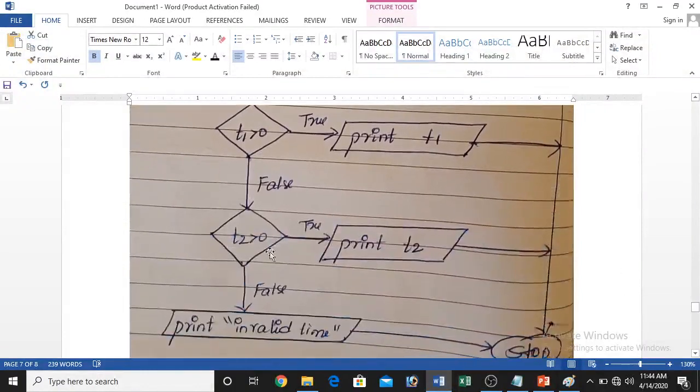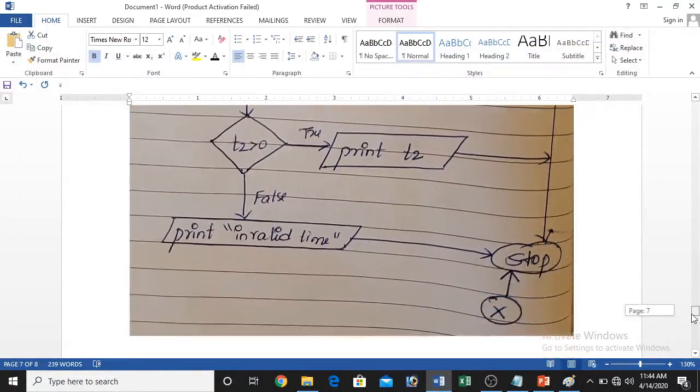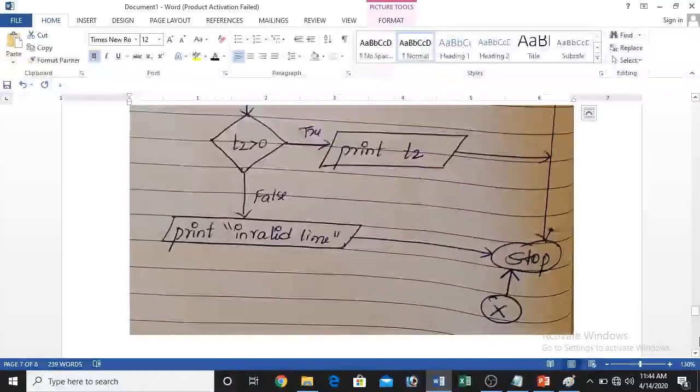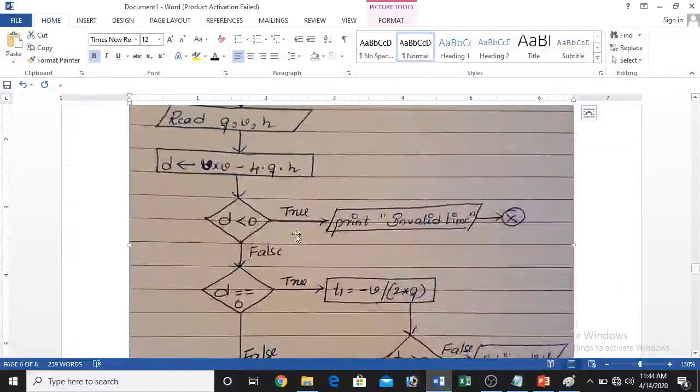Otherwise, if T2 is greater than 0, then I will print T2. So if both are negative, then I will print invalid time. And finally, I connect it to stop. You can also see the X that I had connected, I am connecting to stop. So this X comes from here. Okay, this X comes from here. So after D less than 0, imaginary roots, I will stop.